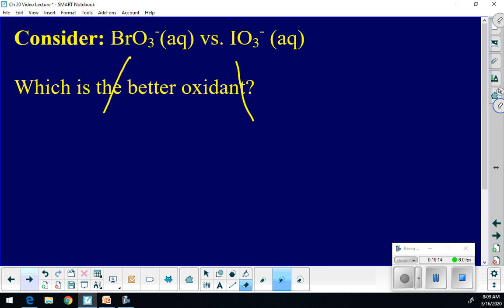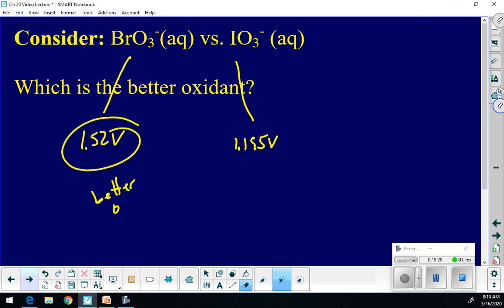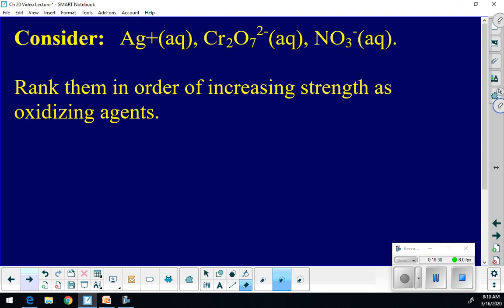So I have a 1.52 volts versus a 1.195 volts. Well, this is bigger, so it is the better oxidant. That's simple. Cool. Okay, you guys rank these according to the oxidizing strength. Bring me back in a sec. Oh, in case you don't know, I have uploaded a copy of the standard reduction potentials to Canvas, so you can use that. All right.